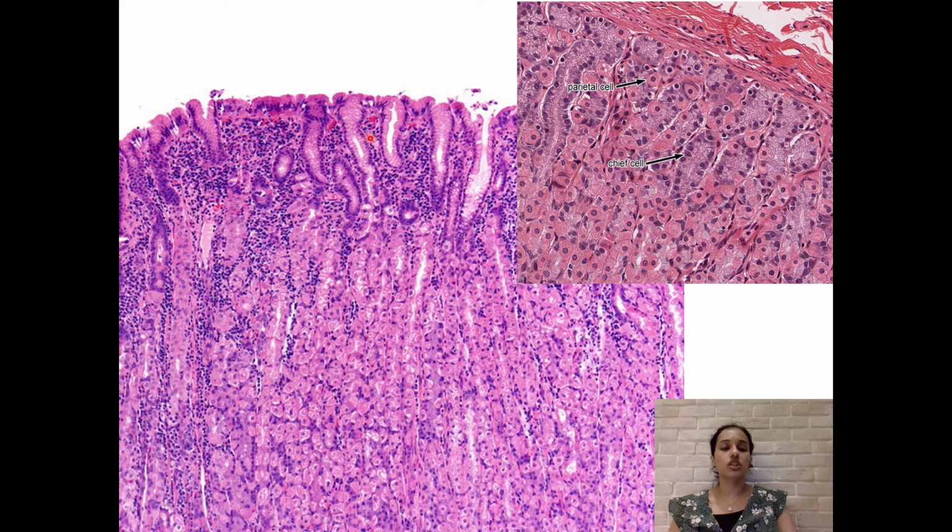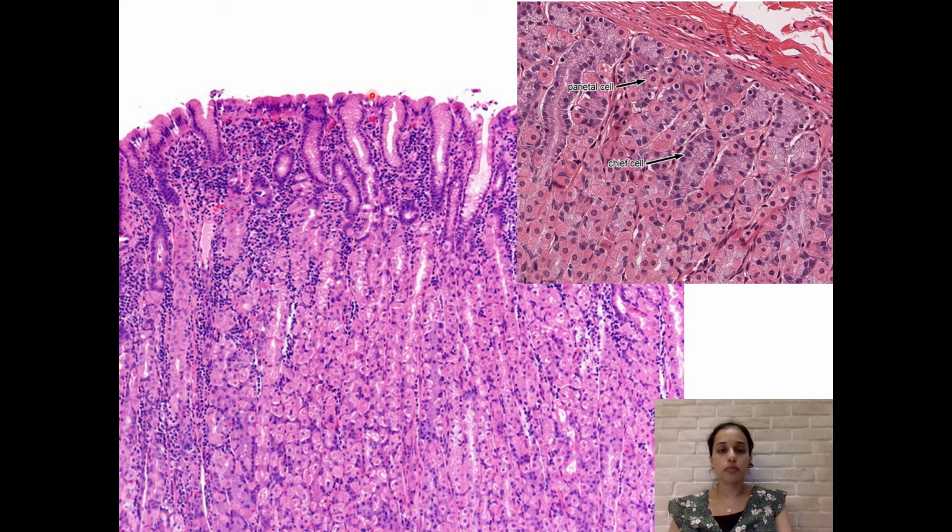So here is a picture of the fundus and the body of the stomach. How do you tell whether it is the fundus or the body? As I mentioned, the gastric glands have a variety of cells. So look at the ratio between the length of the gastric pit and the length of the gastric gland. You can see the gastric pit is shorter compared to the gastric glands.